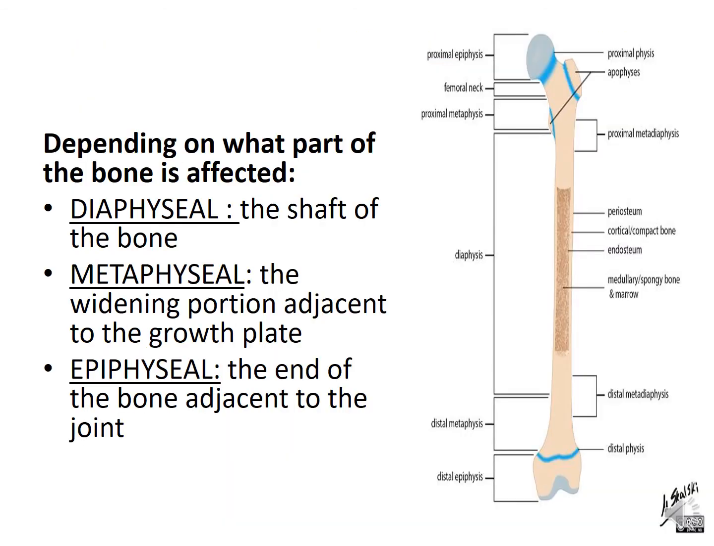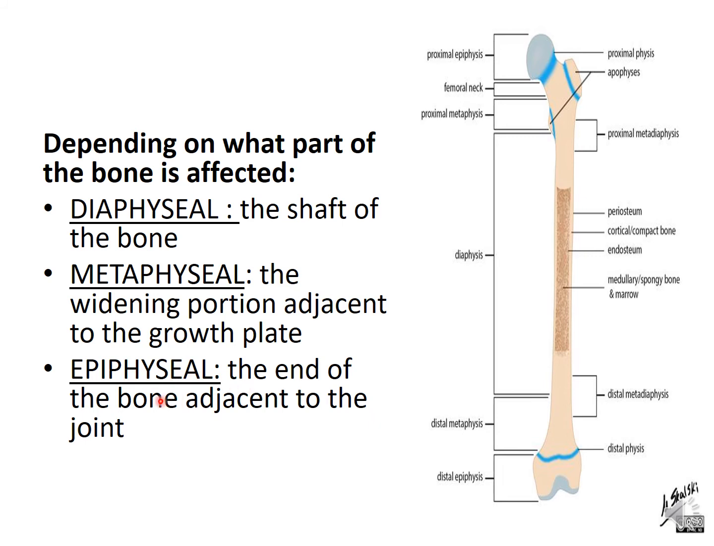Next, depending upon the part of the bone which is affected. First one is the diaphyseal part. Diaphysis is nothing but the shaft of the bone. Next is the metaphysis, the widened portion just adjacent to the growth plate. This is the growth plate, and the widened portion, this is the metaphysis. Next, epiphysis.